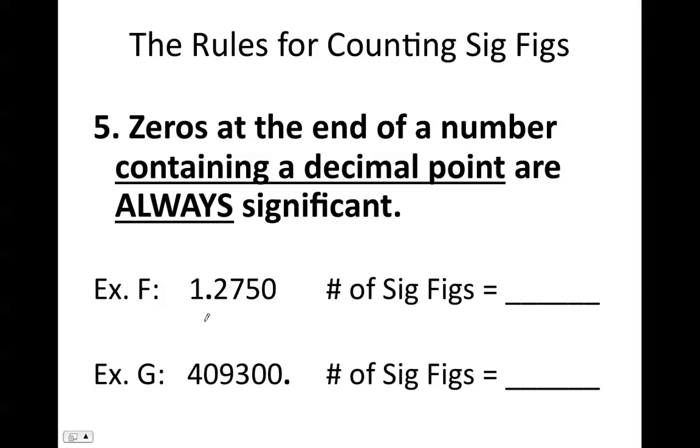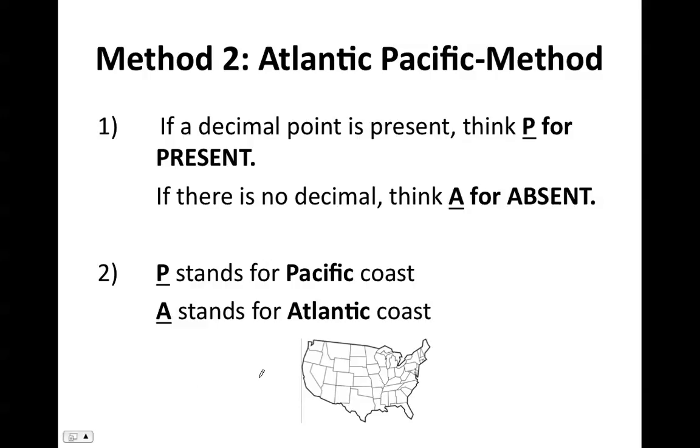And rule number 5, zeros at the end of a number containing a decimal point are always significant. Here we have a decimal point. This is an ending 0 that we have present, so we will count that. In example F, we have 5 sig figs. In example G, we have a decimal point, which means again, these zeros at the end are significant. So I have 6 sig figs. All right, so method 1 is the rules.